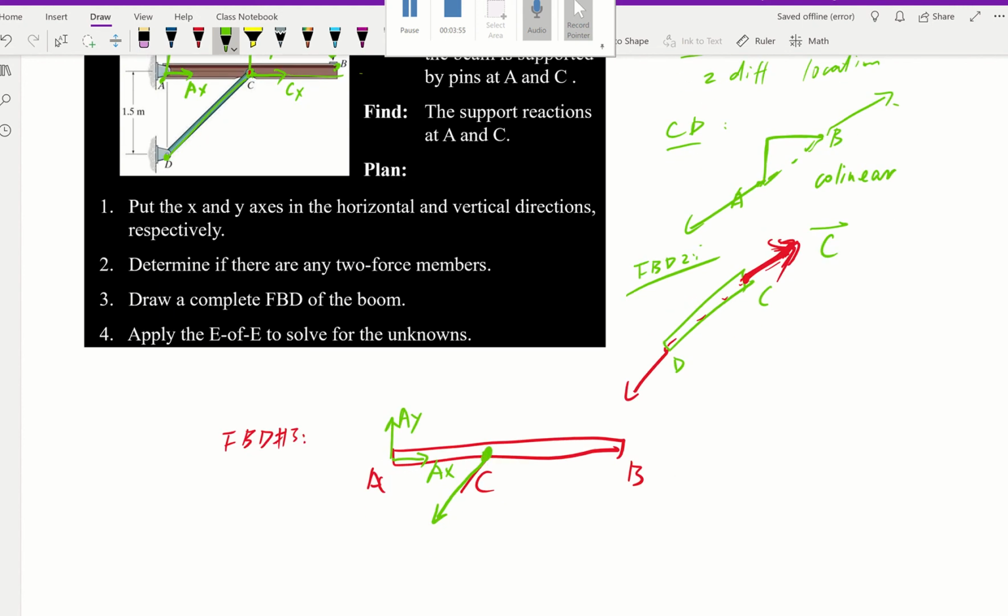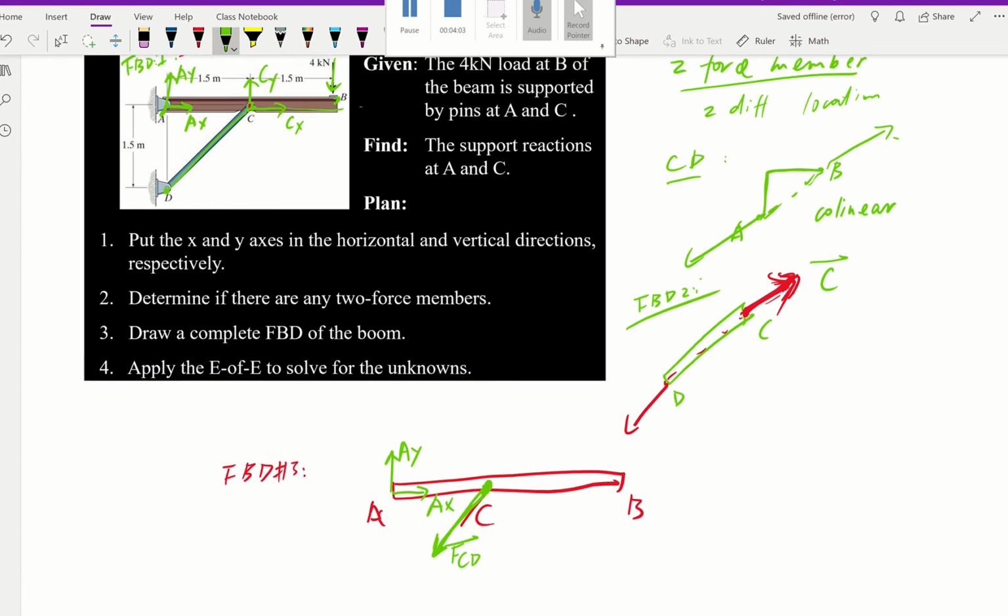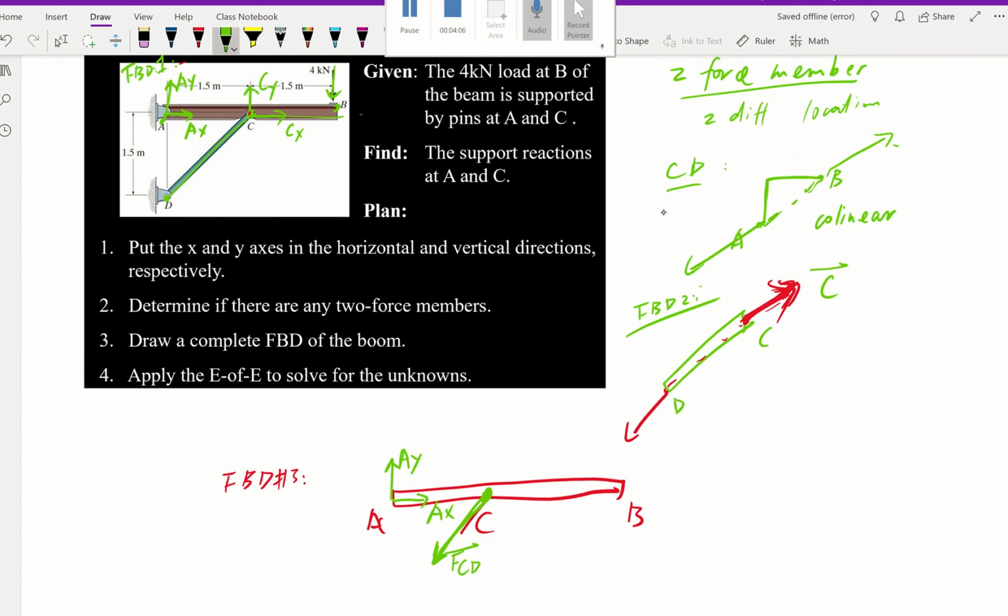So here, the reaction here, how about we call it FCD? Because we know it's along the line of C and D. And if we want to know the direction, the geometry, so this is 1.5, this is 1.5. It's basically 1, 1, right? So we can go ahead. See, this is going to be 1, 1. That's the slope here. Then at B, we have 4 kilonewton. That's going to be our FBD, because now we just need to solve for FCD.